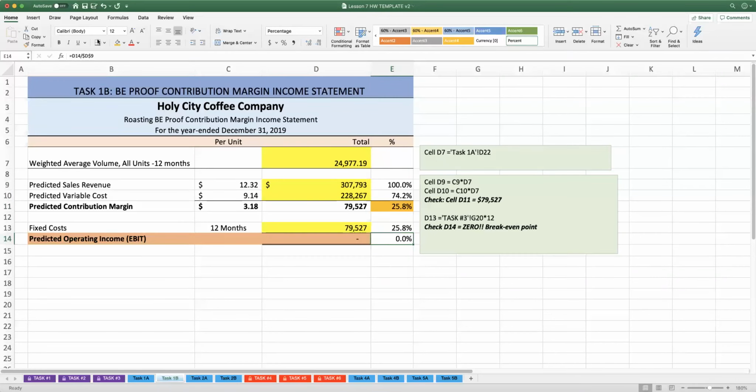Okay, so that's how you do an analysis of break-even point for the roasting business. And now in this video, I'll close this one and I'll start working on 2A and 2B so you can see how to roll it out on a product line basis.